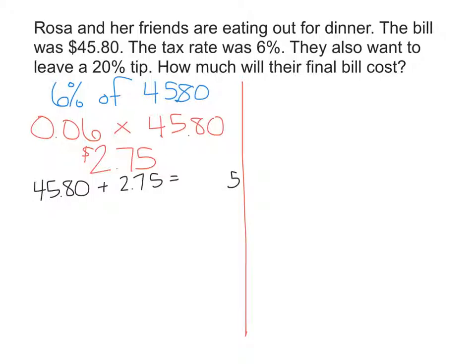5 plus 0, 7 plus 8 is 14, 15, 8, which will give me $48.55. Now here's where the second part comes in. Now I want to find the tip.